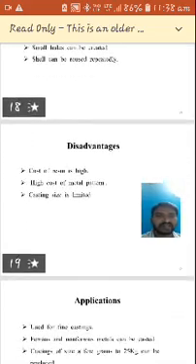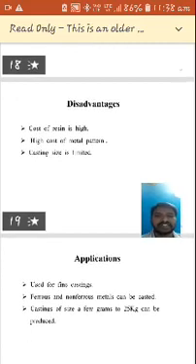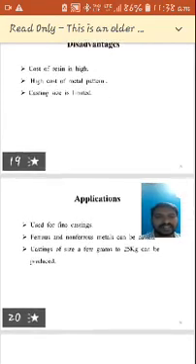Coming to the disadvantages, the resin cost is high. The cost of the metal pattern is also high. You are not going to use wood or any other material; it requires only a metal pattern, which is why the cost of the metal pattern is usually high. Moreover, the casting size is limited, so only limited sizes can be produced. We cannot vary the sizes of the castings. That is the main disadvantage.